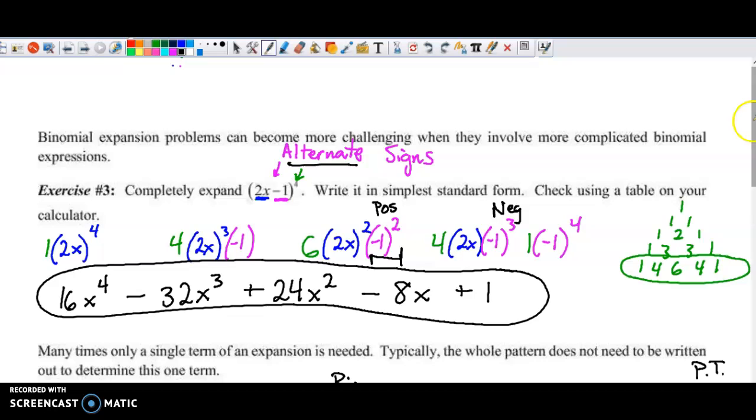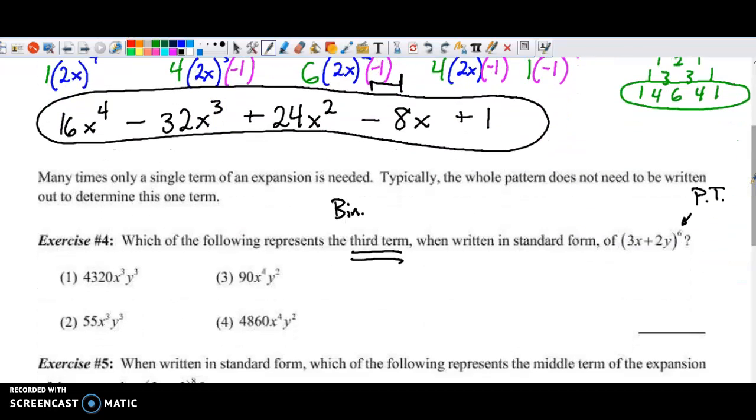It's 15. Otherwise, that's why it might be beneficial to know the binomial theorem of doing 6c. Now, here's the other thing that confuses students: if you're doing the binomial theorem, you actually start with 0. So the third term is actually 2.